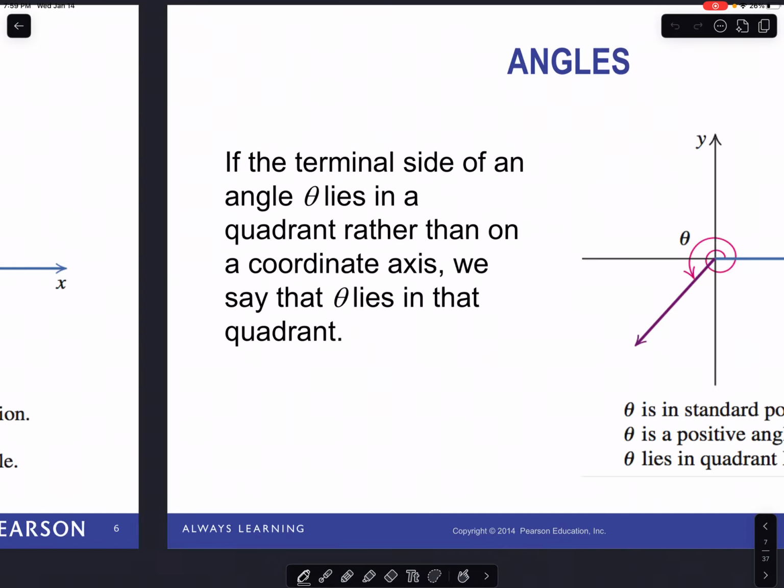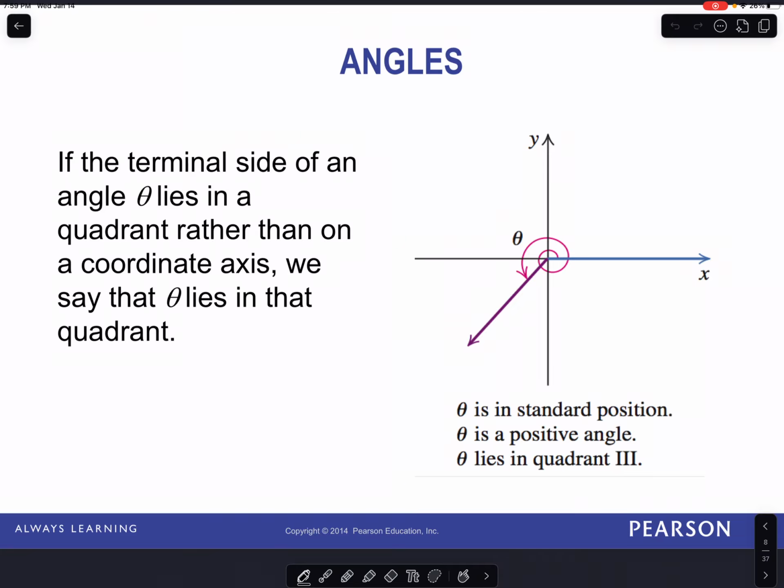Pretty straightforward. If the terminal side of an angle theta lies in a quadrant rather than on the coordinate axis, we say that theta lies in that quadrant. So again, the quadrants are counted. Top right is 1. So here, let me just label that real quick. So top right, this is quadrant 1. This is quadrant 2. This is quadrant 3. And this is quadrant 4.